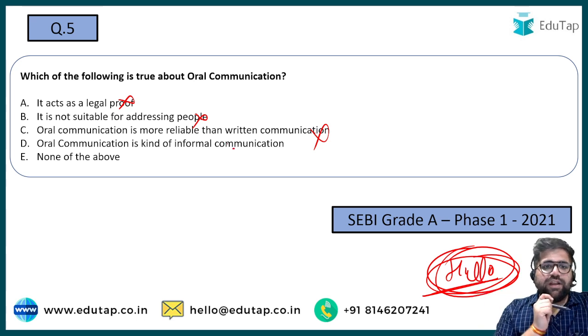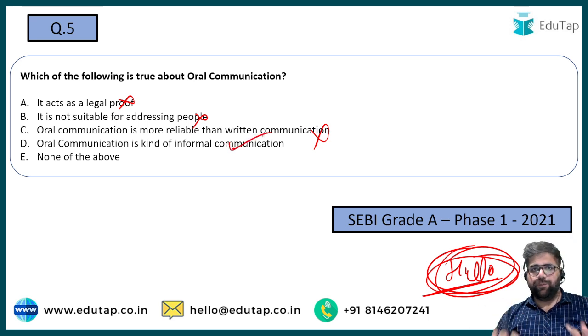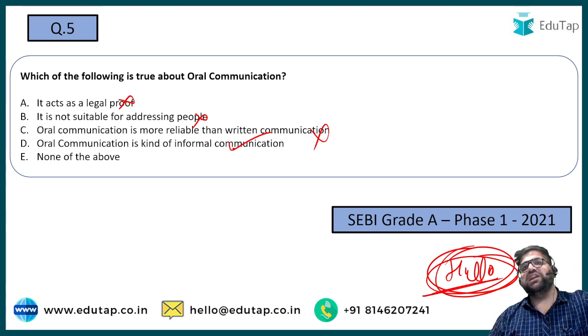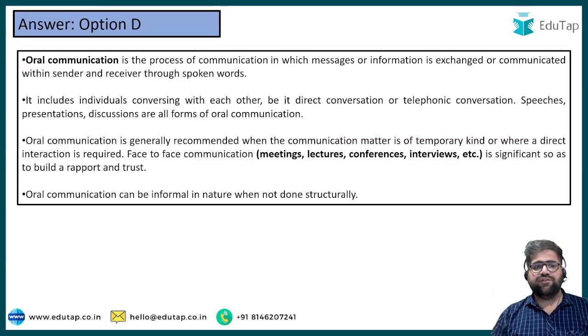Statement D: oral communication is a kind of informal communication. Yes. What is formal and informal? I hope you know it. Formal communication is that particular communication which goes via the organizational hierarchy. Informal communication is that particular communication which will go in n number of ways. So oral communication is a kind of informal communication. This statement is true, and that's why our answer to this particular question was D.